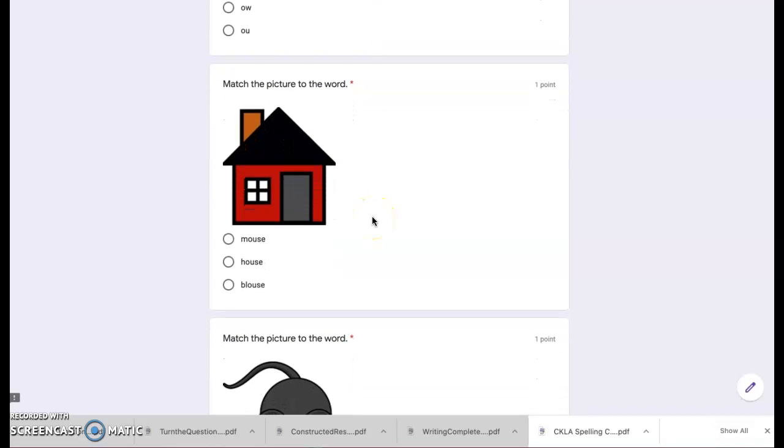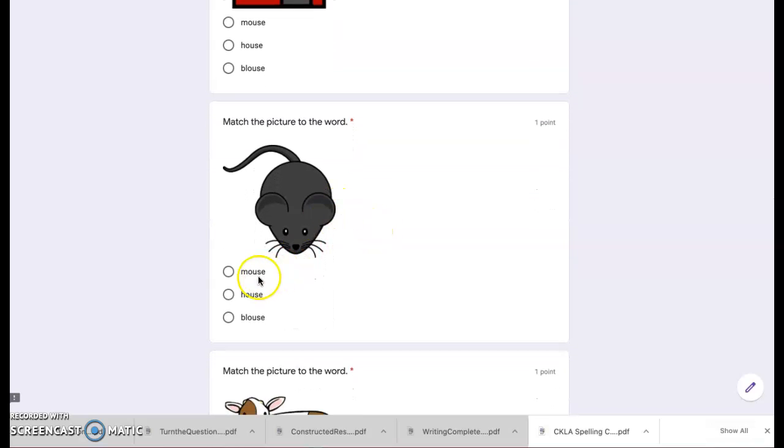Down here, the directions change slightly. Match the picture to the word. So use this picture to help you figure out what the word is. So look at the picture and then sound out the words. Remember, our O-W and our O-U says ow. So try to sound that out.